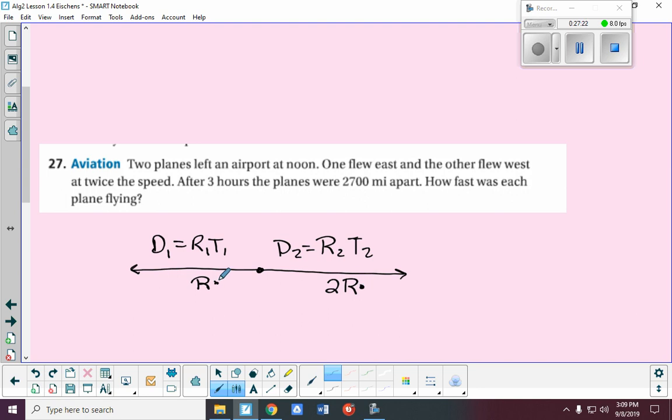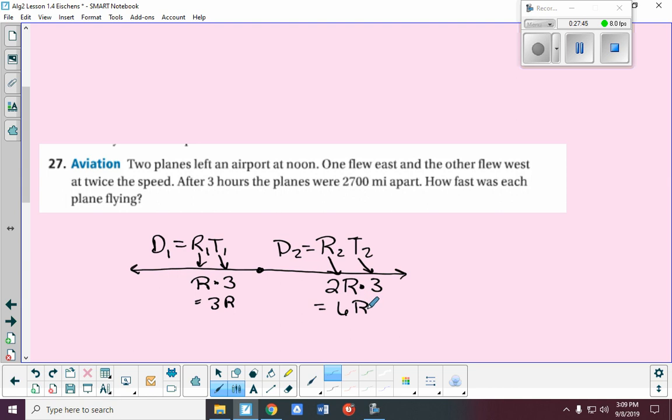And what was the time? After 3 hours. So both of them flew for 3 hours. So the time is 3 for each of them. And then those are their rates, written underneath. So the distance of the first plane, we could write as 3R. The distance of the second one, we could write as 6R.